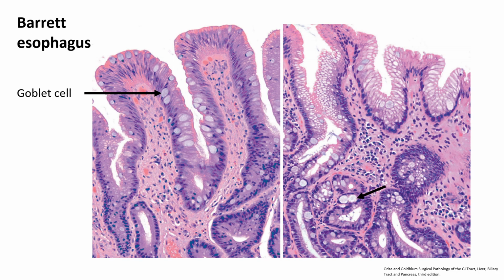In this slide, we can see microscopic pictures of Barrett esophagus, which occurs, as we said, at the gastroesophageal junction. We can see the intestinal metaplasia, where we can see the columnar cells, and more importantly, we have the goblet cells. So these are goblet cells. Goblet cells are normally seen in the small and large intestines.